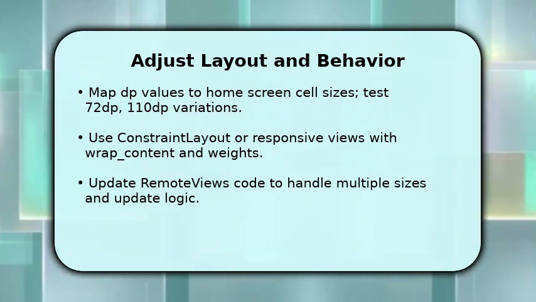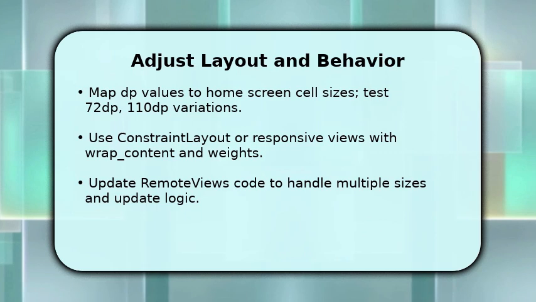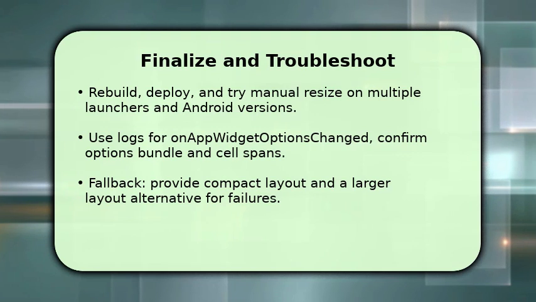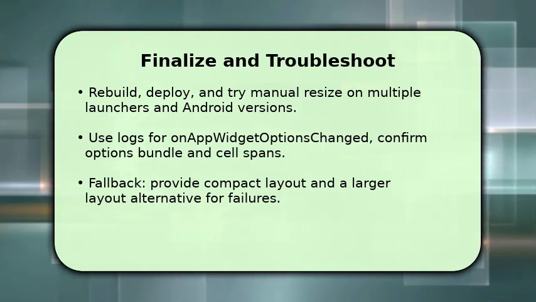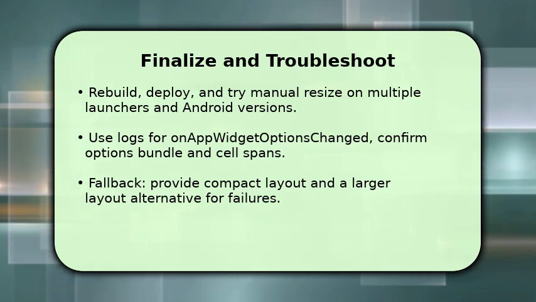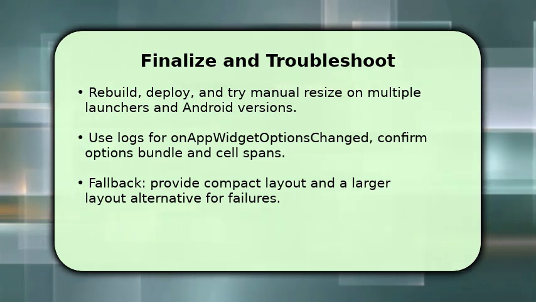Finally, rebuild and deploy, then manually resize the widget on different launchers to confirm behavior. Once done, verify onAppWidgetOptionsChanged triggers, and inspect the options bundle for min width/min height and span values. Update code paths to pick the correct remote views.